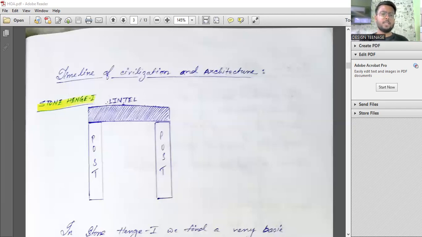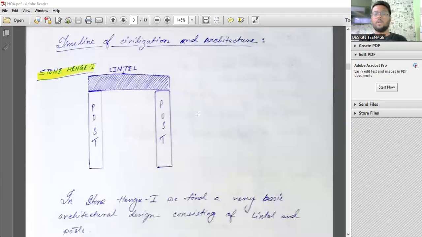So the very first thing is Stonehenge. What is the basic concept of Stonehenge? The basic concept is that there will be posts. Post means a pillar or column, and on top of that a beam. This is the kind of thing that we used to see. These columns or pillars are known as posts, and this top part is known as the lintel.